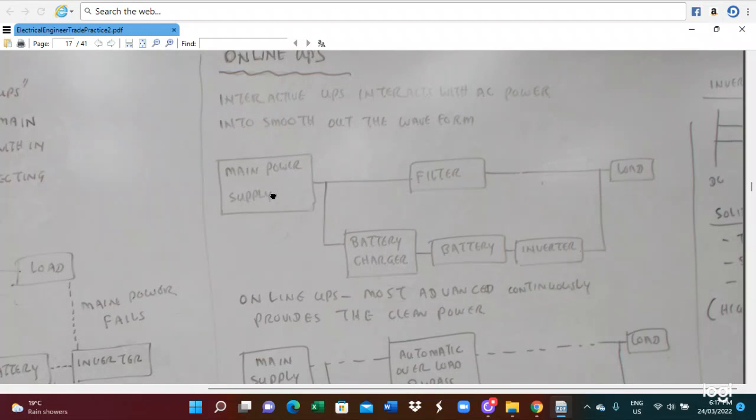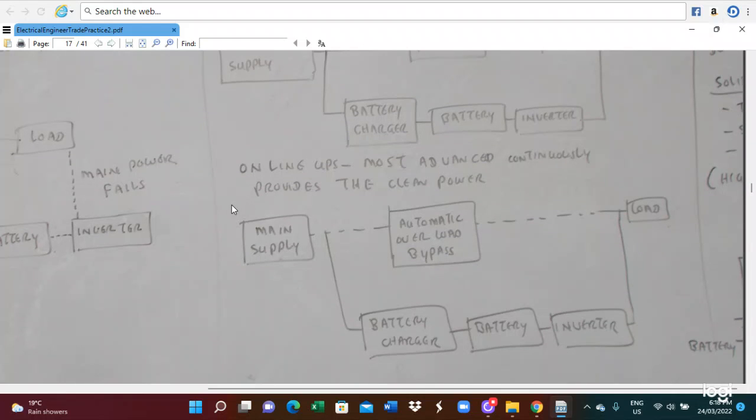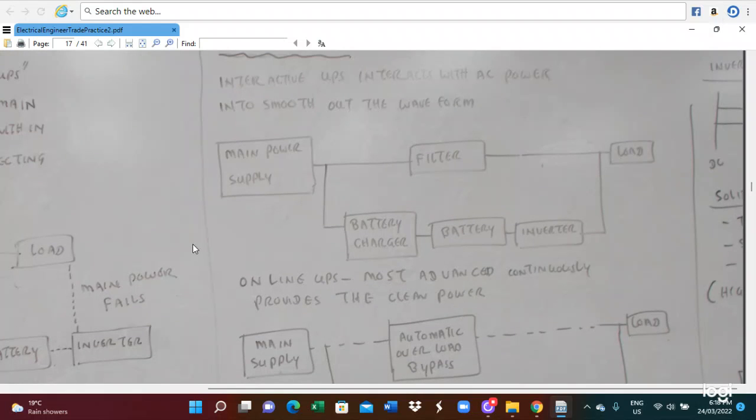Online UPS system is the interactive UPS. It interacts with the power to smooth out the waveform. So the main power supply here goes through a filter and is connected to the load. In the meantime, the battery charger also supplies the battery and the load. So the online UPS has an advantage: it can continually provide clean power, with only an automatic changeover switch by the load. So the battery charger, battery, and inverter are supplying the load. So this is for the online UPS system.